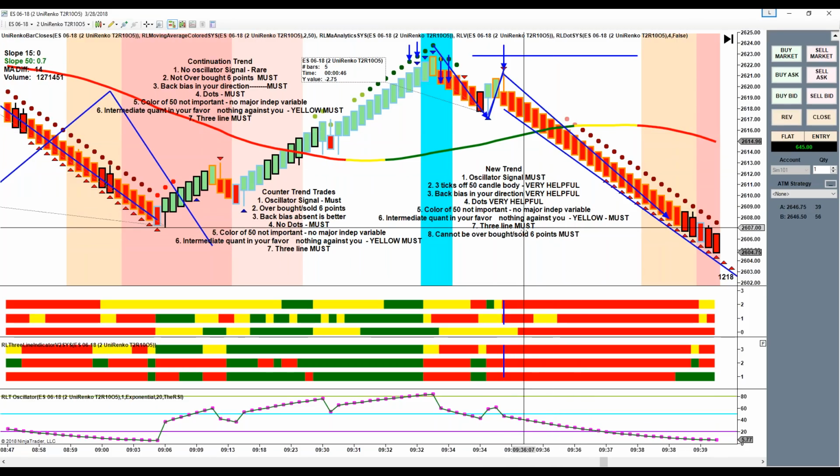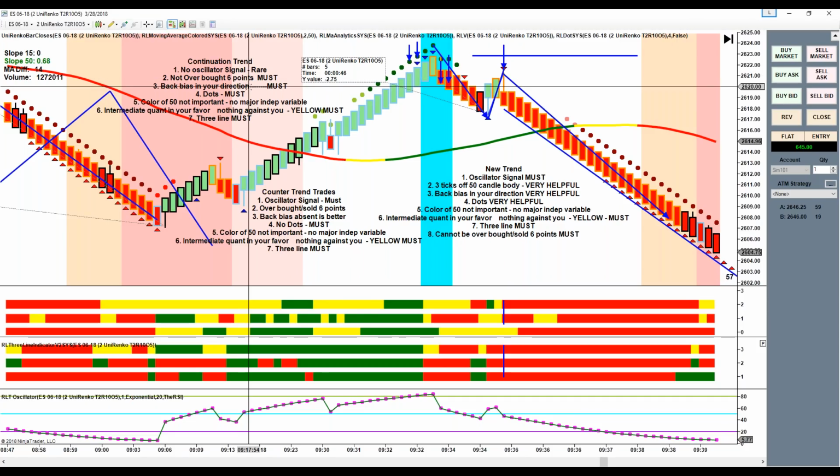The 3 line is a must on every trade, and you have to watch overbought, oversold. You can't sell an oversold trade or buy an overbought trade. The continuation trades, here's the only trade where the oscillator signal is rare. Again, you don't want to obviously take a continuation in an overbought or oversold market.